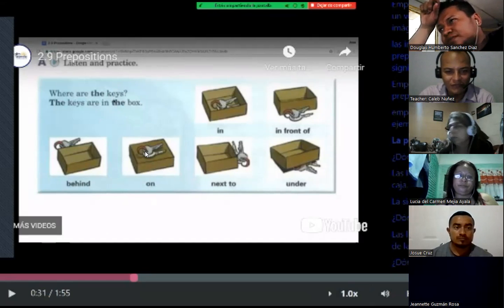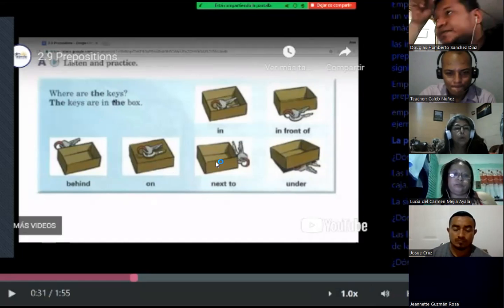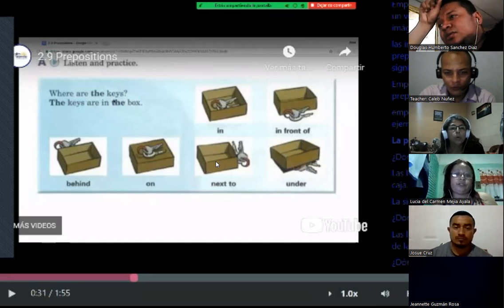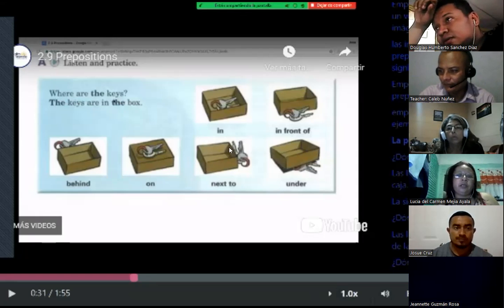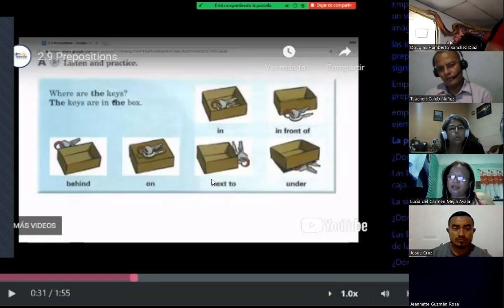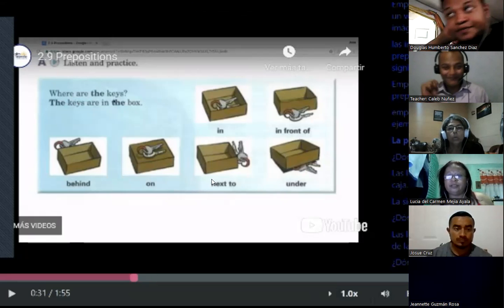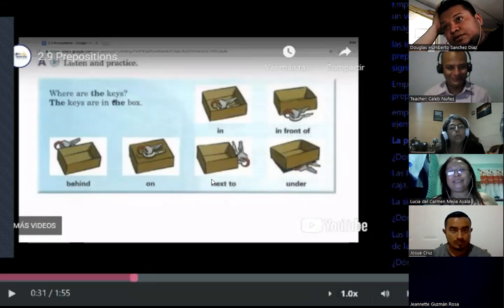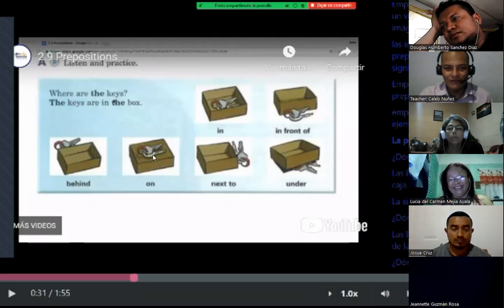Very well. Vamos a ver, Juan Ramón, haga la pregunta acá. ¿Cómo sería la pregunta? Where are the keys? Vamos a ver, Lucía, where are the keys? They are next to the box. Correct. Yes. They are next to the box. Qué bueno, Miss. Ya sabía usted que algo sonaba mal, ¿verdad? Okay.